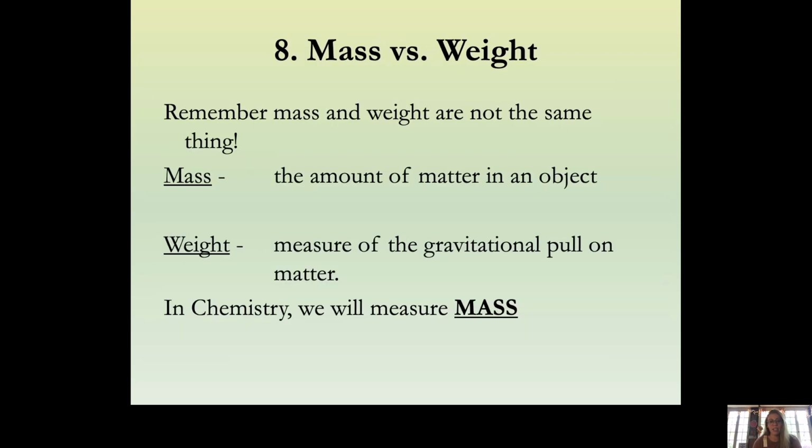And then I just wanted to remind you that in chemistry, we measure mass. I don't care about its weight because that's gravitational pull. So don't tell me it weighs 5 grams. It has a mass of 5 grams, okay?